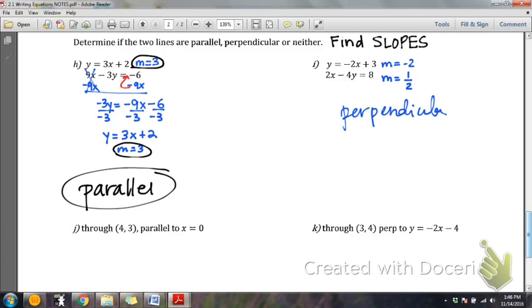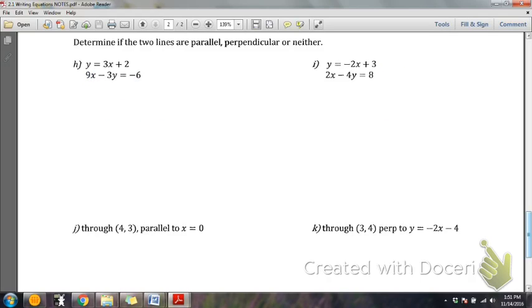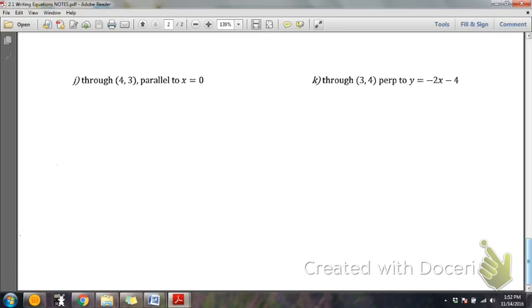Last two examples. Write an equation of a line that goes through the point 4, 3 and it's parallel to x equals 0. Excellent. I love it. Oh, you just scared me for a minute. I forgot how to write it. Write the equation of a line. Stop. Everyone should be saying stop. Okay. All right. Y equals mx plus b.